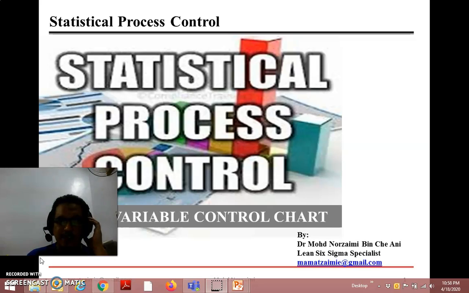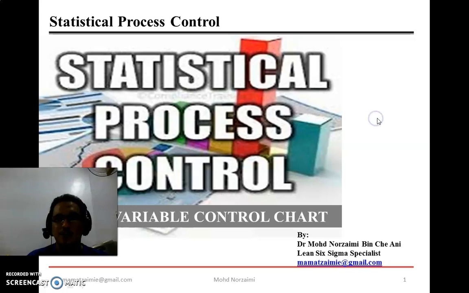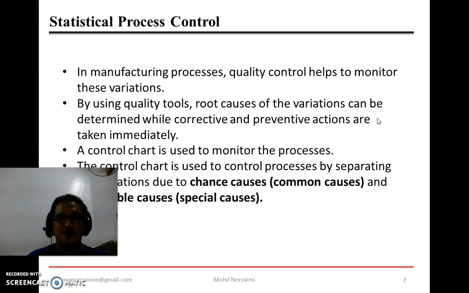So we are still in chapter 4 of quality engineering, which is under the chapter on quality tools. This is the last subtopic of the quality tools, which is statistical process control. Statistical process control is normally applied in manufacturing, especially if you work as a quality engineer, process engineer, or production engineer. Whatever department you are attached to, you will deal with SPC.